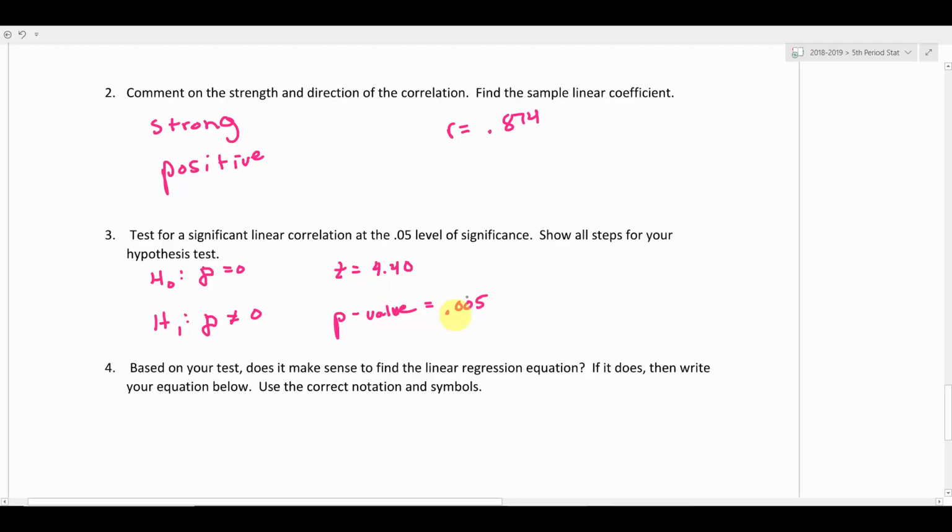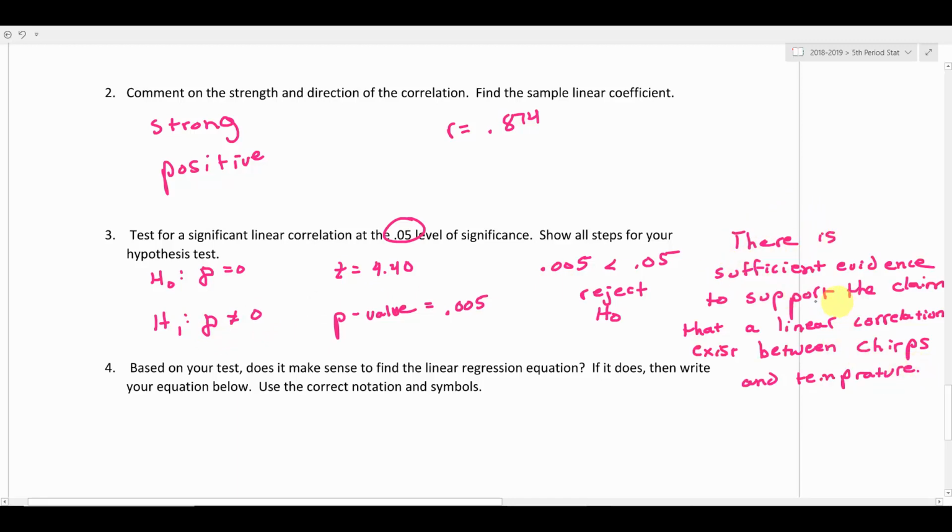And so this is the probability of getting this test statistic by random chance, assuming that this is true. So that's virtually impossible. So this cannot be true, which means we are going to accept this, right? So if I compare my p-value 0.005 to the significance level of 0.05, it's definitely less than, which would mean that we reject our null hypothesis and accept our alternate.